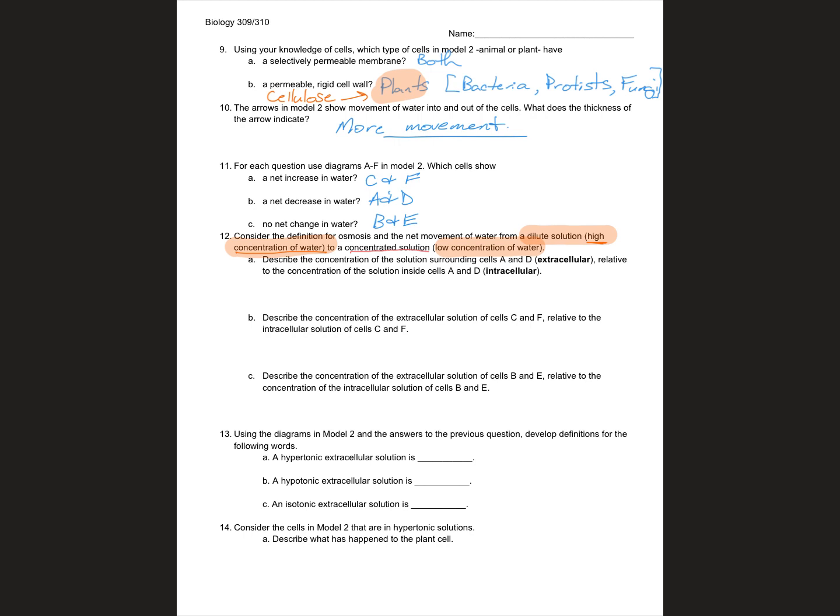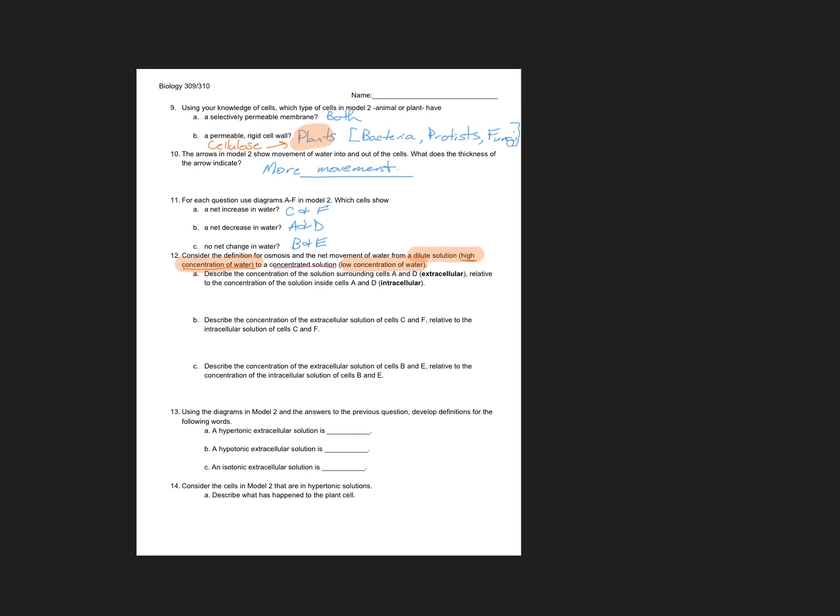Describe the concentration of solution surrounding cells A and D, the extracellular solution. What does extracellular mean to you? What is the word extracellular versus intracellular? Outside. So you have a cell. Extracellular is another fancy word for outside, and intracellular means within. All right. So describe the concentration of the solution surrounding cells A and D. The A and D we said was a decrease in water, so water was leaving relative to the concentration outside.